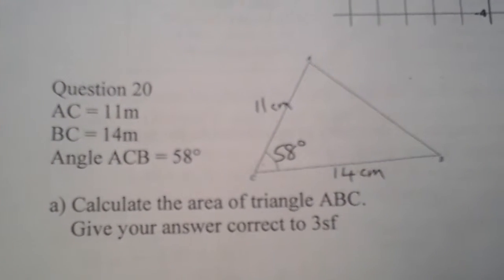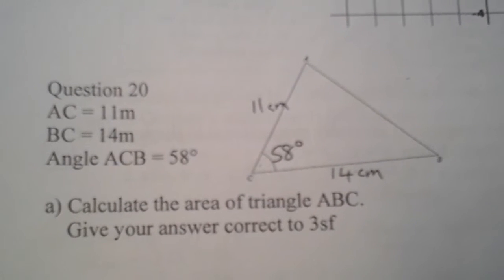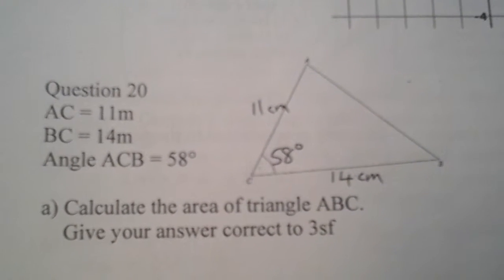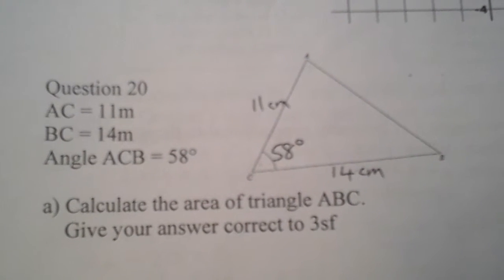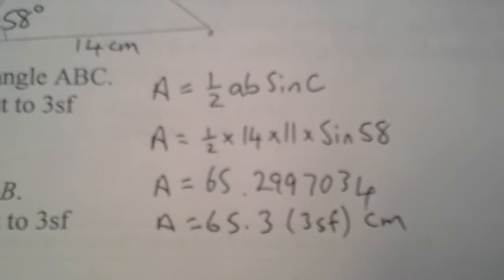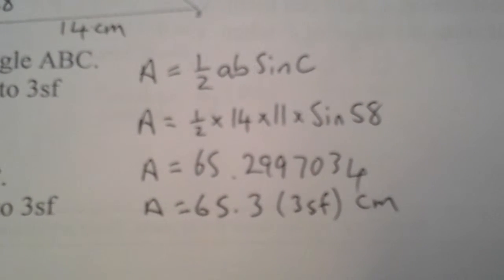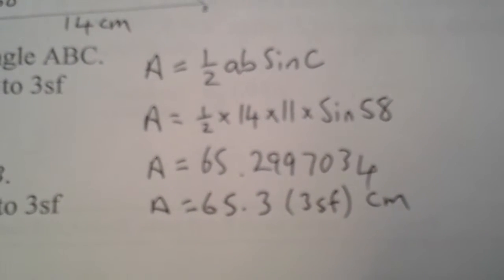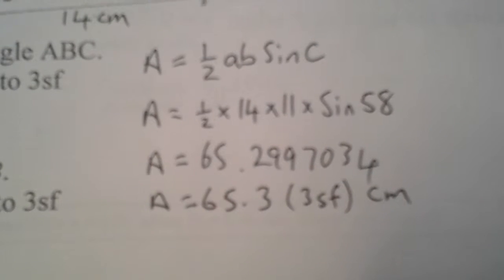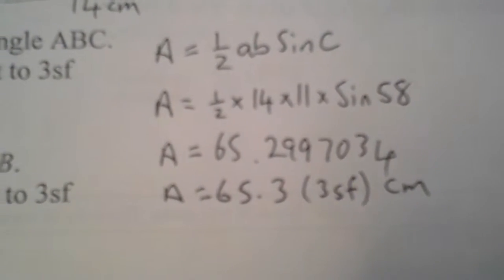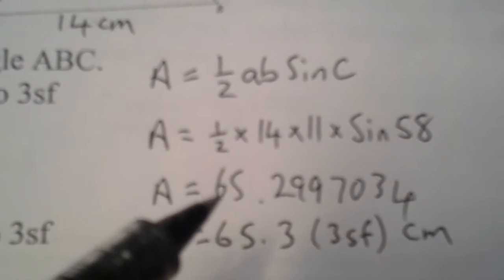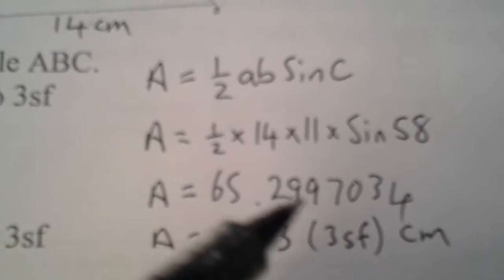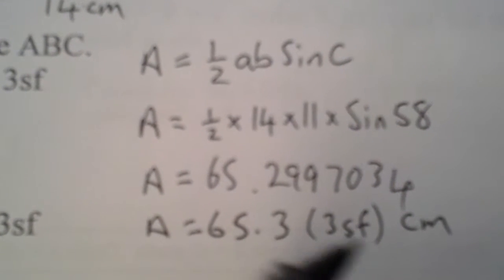Question 20. Add the information onto the triangle about the angle and the sides, and then the area of the triangle, because it's not right angled, will be a half AB sine C. If you forget the formula, look in the front page of your exam booklet, then substitute in the values for A, B and C, work it out on a calculator, and then check the question. It says correct to 3 significant figures, so you round off to the first 3 numbers, 6, 5, and this will round to a 3, so it's 65.3 to 3 significant figures.